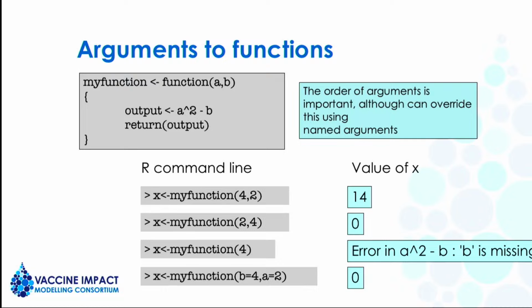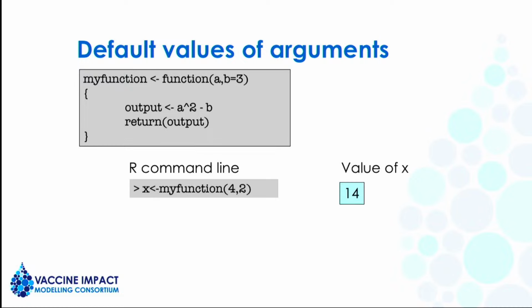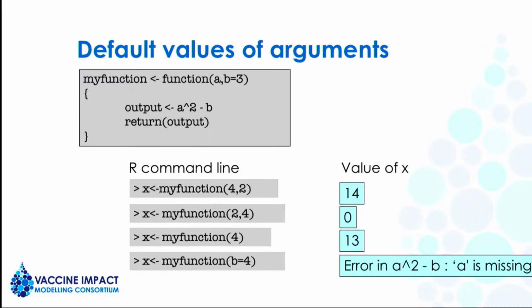So order is important, but we can override this by using named arguments. Another useful feature is we can set a default value. Actually, we could have avoided that error if we set a default value for B. If the user doesn't give an argument, then we'll just assume a value, and we do the calculation using the default value where we don't specify B. But if we specify B but don't specify A, again we get the same error as before.